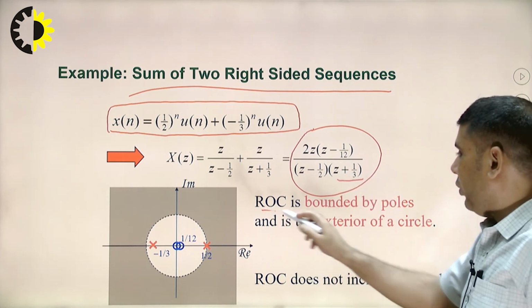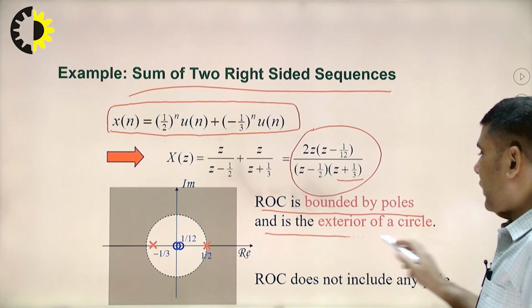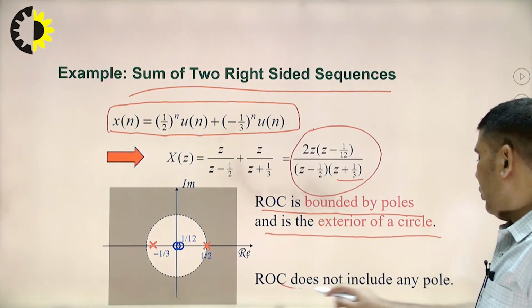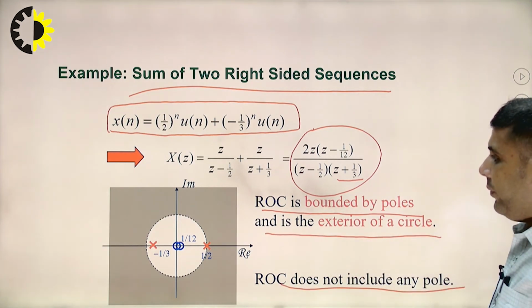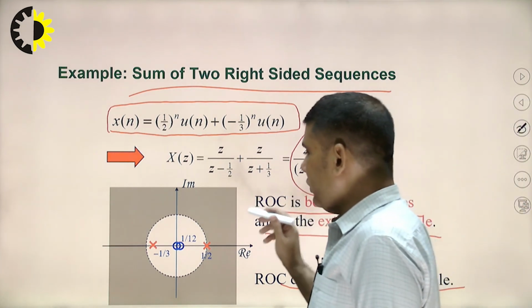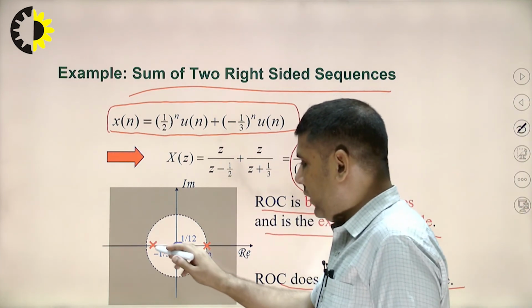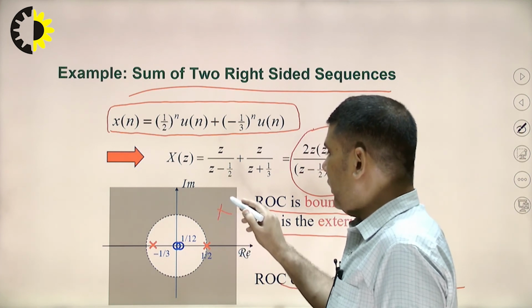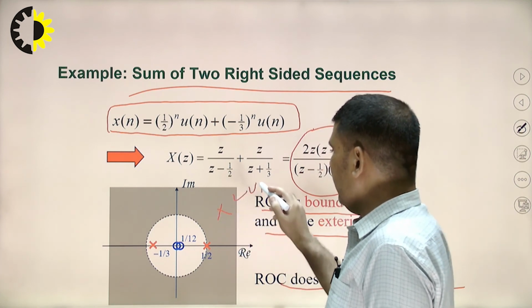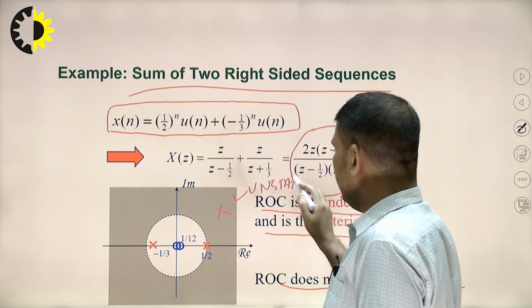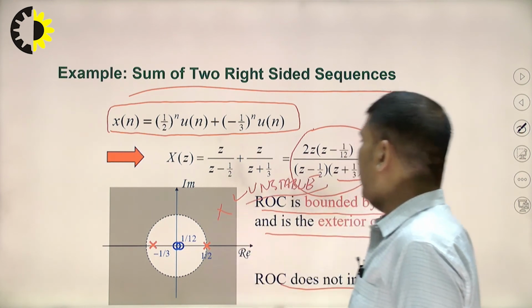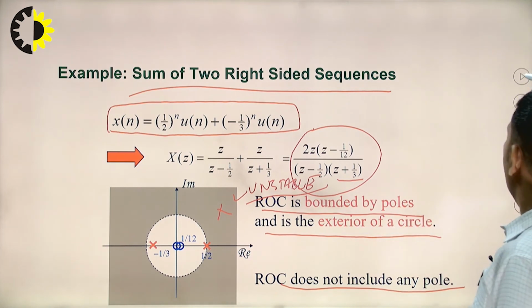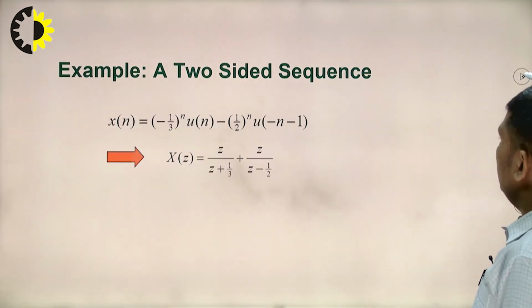So the ROC is bounded by the poles and is the exterior of a circle. The ROC does not include any pole. If any pole is within the ROC, then the system is not stable. The system becomes unstable. So this is another example.